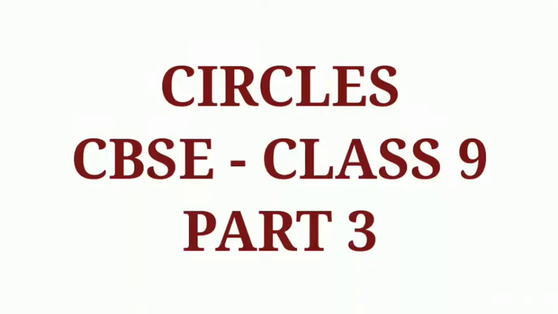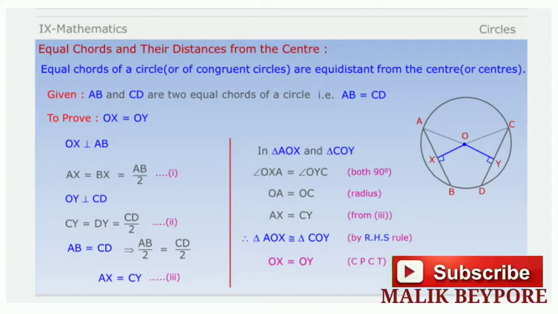Today we are going to discuss some theorems on the chapter Circles, class 9. The first theorem: equal chords and the distance from the center. Equal chords of a circle or of congruent circles are equidistant from the center.